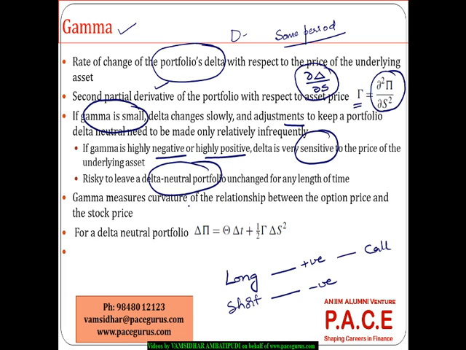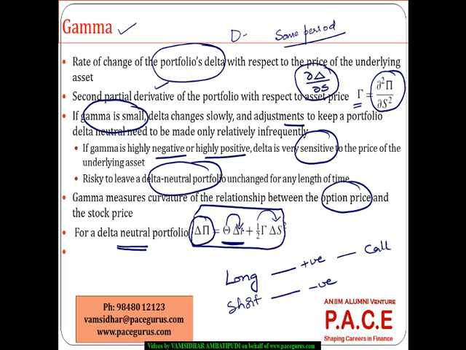So it's a measure of the curvature of the relationship between the option price and the stock price. And what we generally see is this relationship. Even if the portfolio is delta neutral, the small change in the value of the portfolio comes out as theta times delta t plus half gamma times delta s squared. So this much will definitely exist. Even if my portfolio is delta neutral, this relationship will still hold true.